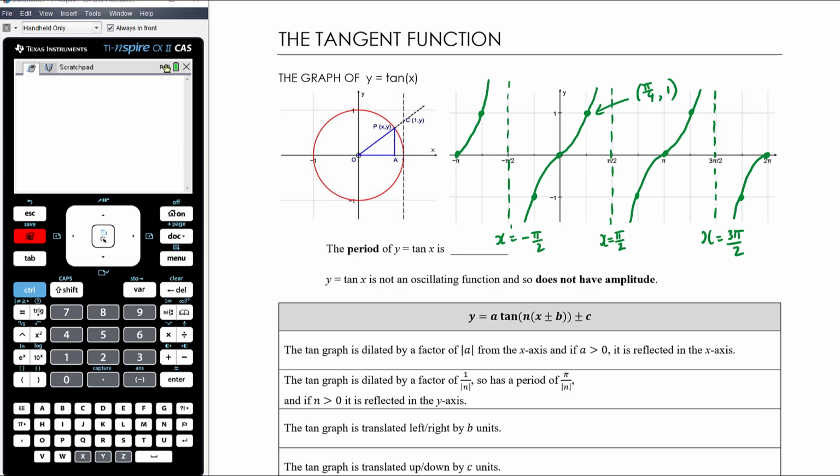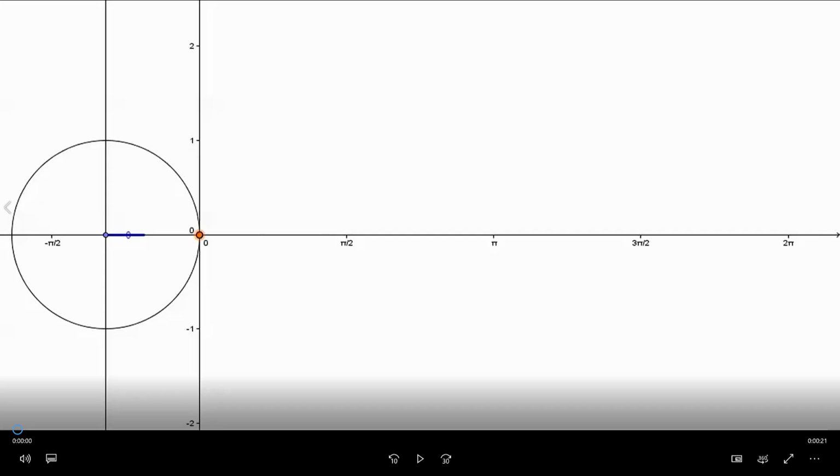Okay, let's just step away from the notes for a minute. I'll just show you an animation of that actually developing so that you can see how that graph evolves out of the unit circle. It's not quite as clear doing it by hand. So just let me pause for a second and get that video to show you.